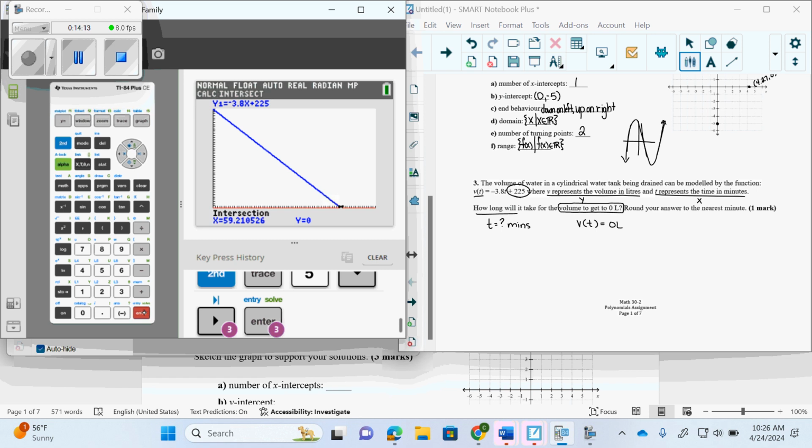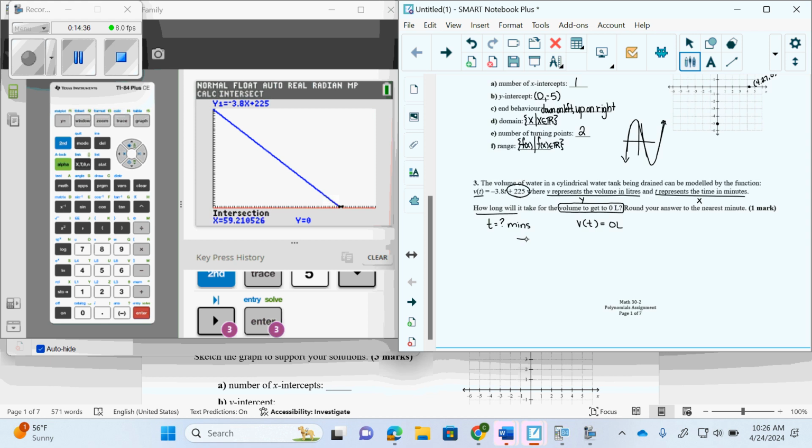And I get 59.210526. And it says here, round your answer to the nearest minute. That's a whole number, correct? Nearest minute. So if it's 59.21 blah, blah, blah, I go 59.2. I look at the 2. Is it 5 or higher? No. So I'm going to stay at 59. So I have 59 minutes.